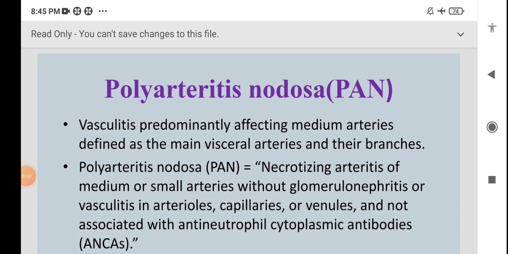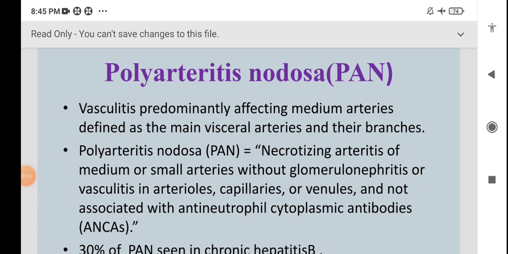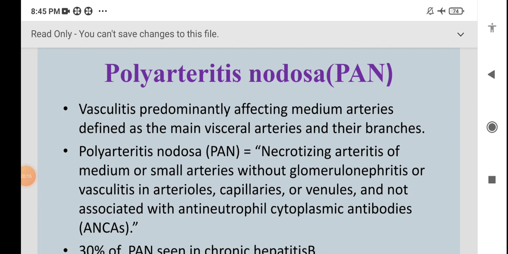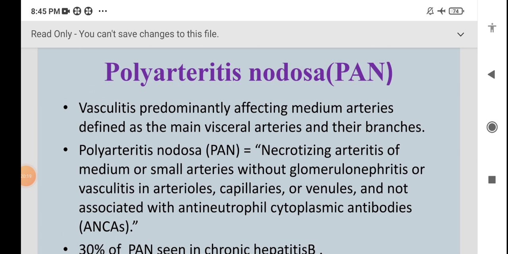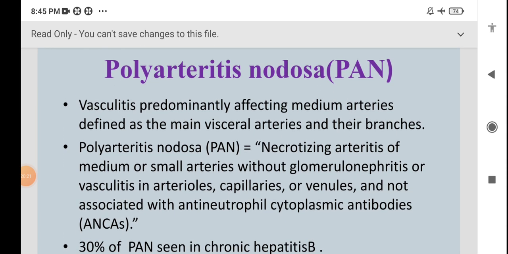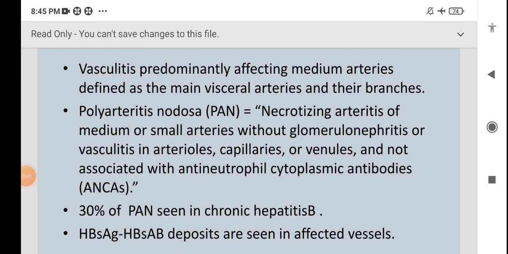Polyarteritis nodosa, that is PAN. Coming to the next disease, polyarteritis nodosa. This is not so much asked in your exams, but still you should be aware of this. Vasculitis predominantly affecting medium arteries, defined as the main visceral arteries and their branches. Polyarteritis nodosa: necrotizing arteritis of medium or small arteries without glomerulonephritis or vasculitis in arterioles, capillaries or venules and not associated with anti-neutrophil cytoplasmic antibodies.